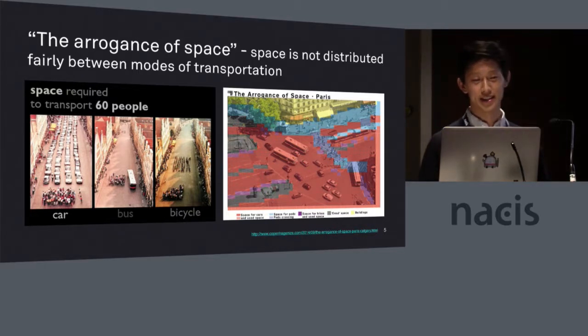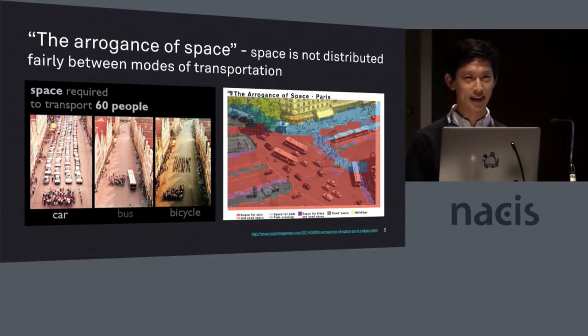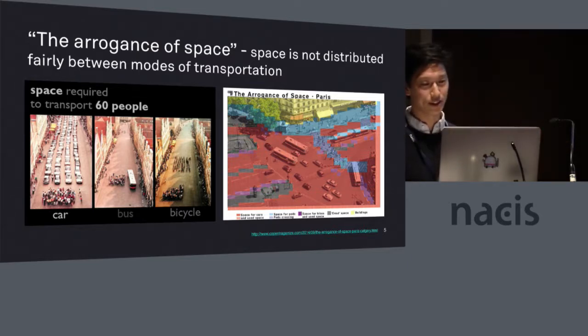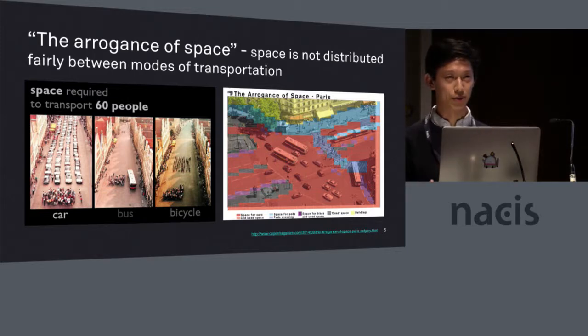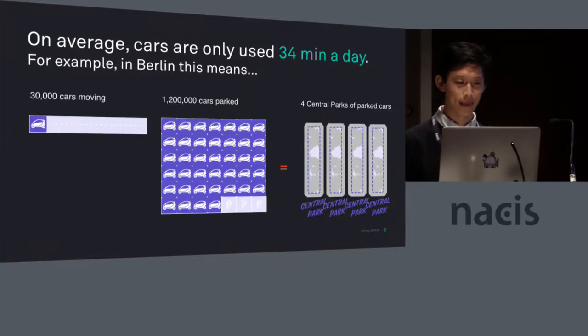And what we're really interested in is how space is allocated throughout cities. And for example, if you look at the image on the left, you can see how much more space is required to transport people using cars versus bikes versus public transit. And on the right, you can see how that all plays out in the city.